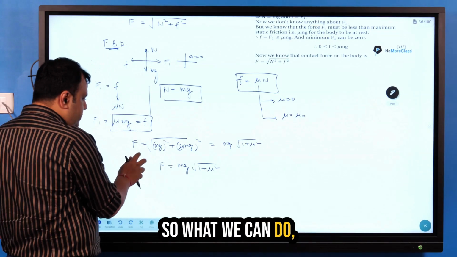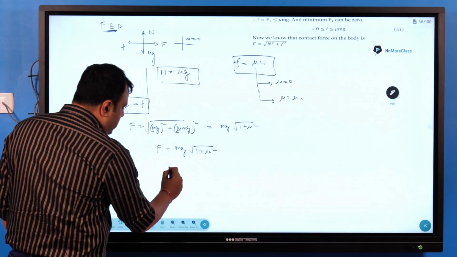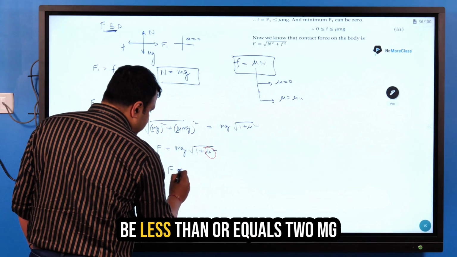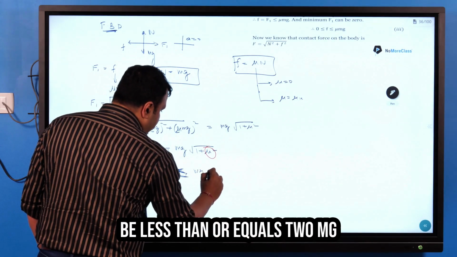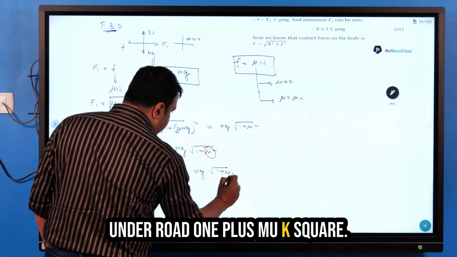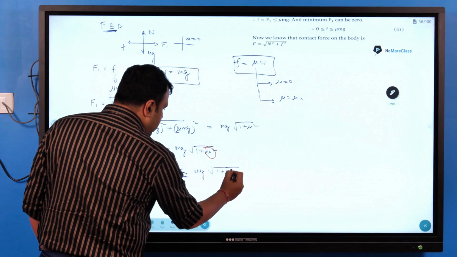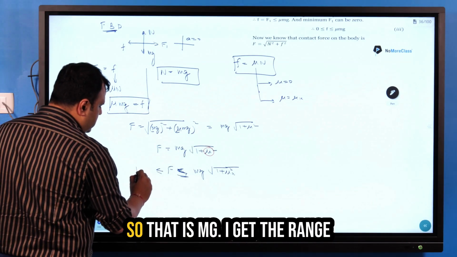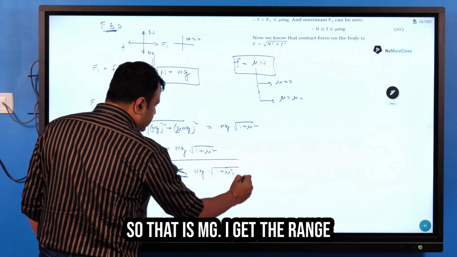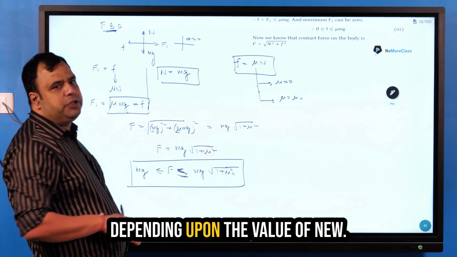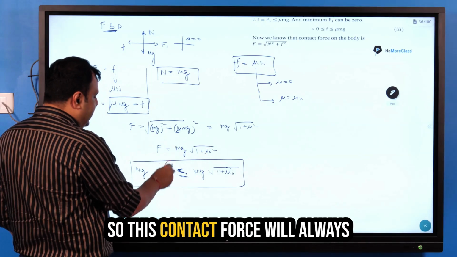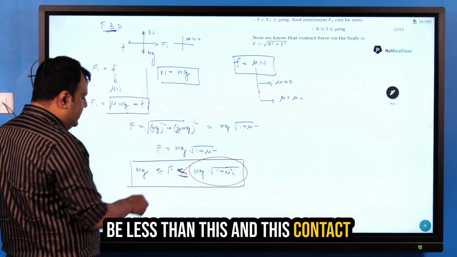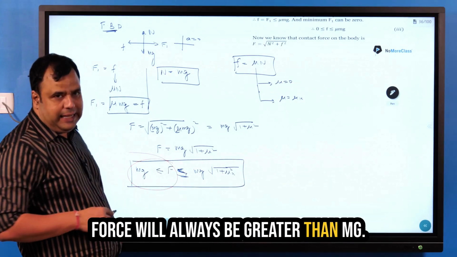So the maximum value of mu can be mu k. This force will always be less than or equal to mg under root 1 plus mu k squared, and the least value will be when mu is 0, so that is mg. I get the range depending upon the value of mu. So this contact force will always be less than this upper value, and it will always be greater than or equal to mg.